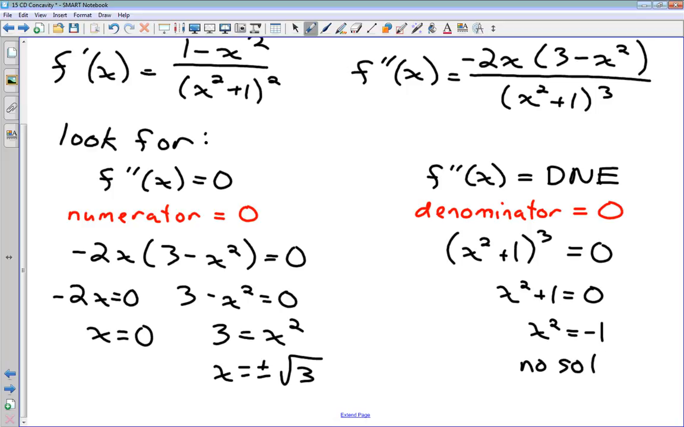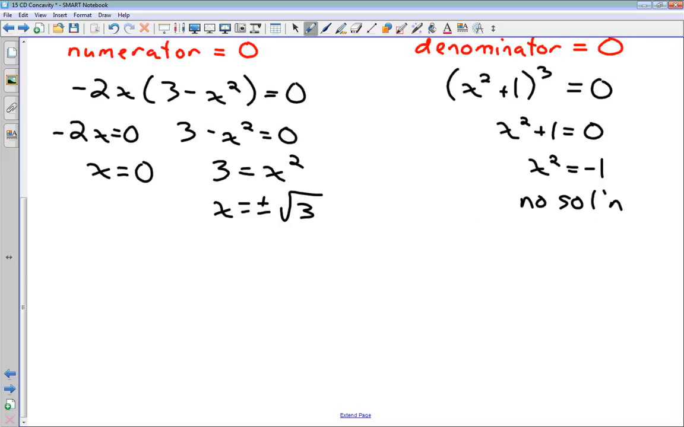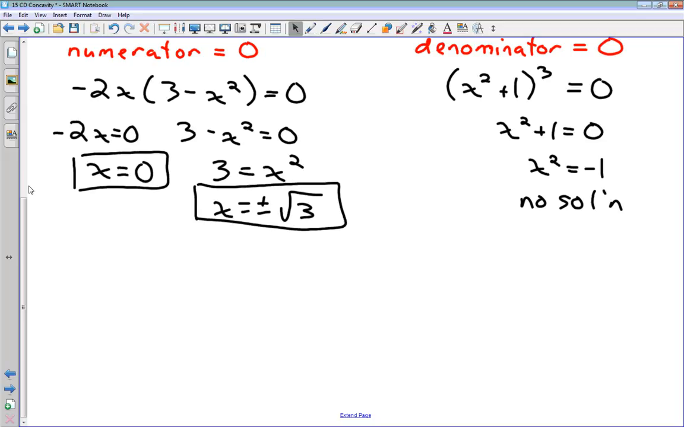If we were to take the square root of both sides, we would be taking the square root of a negative number, which has no real solutions. And we're only interested in real solutions here. So we have 1, 2, 3 numbers that we can use to define our intervals. So that's what we're going to use these for, to define our intervals. And we're going to set up an interval table.